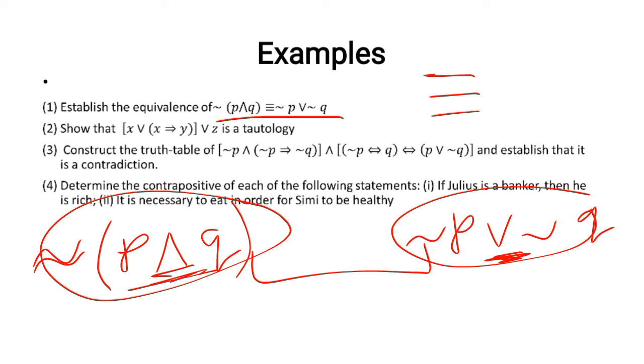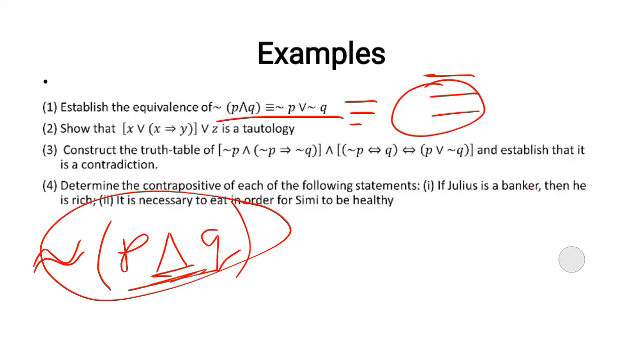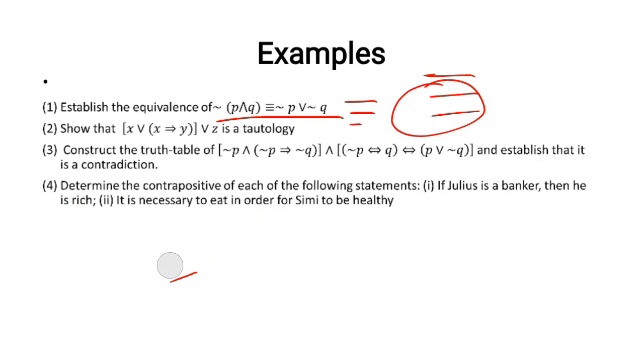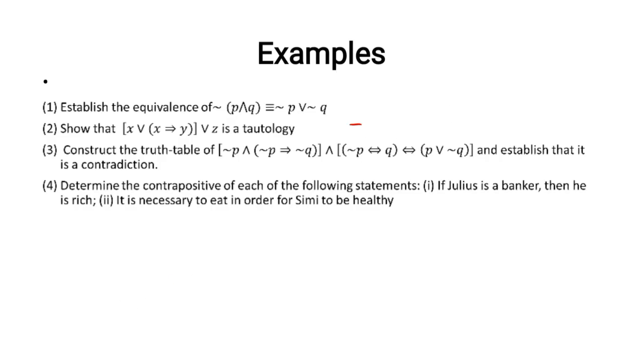If you had 3 of them, you just form the truth table of the third one and check that the final truth table answers are the same. Then the second one says show that this combination of statements is a tautology, meaning that the final values will be all T's throughout. And for this one, we're to construct the truth table, and after constructing it, we should establish that we get a contradiction.